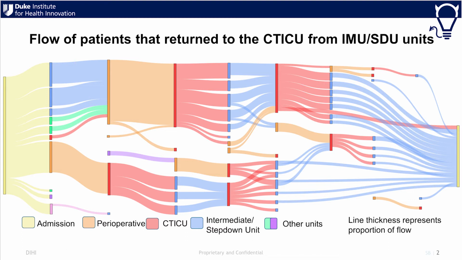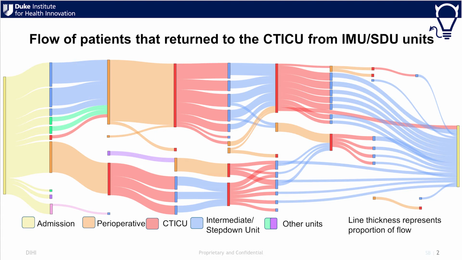Typically, it is our hope that patients undergoing this surgery go through a pattern of admission, perioperative or an operation, to the CTICU, to an intermediate or step-down unit, and then from this intermediate or step-down unit going to home or to other units that are even lower acuity.